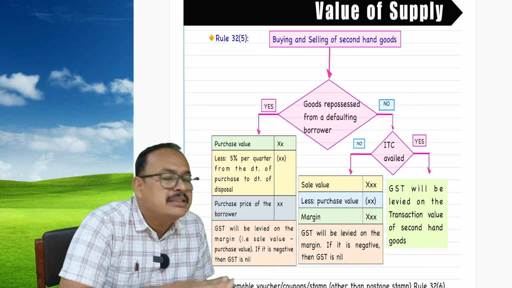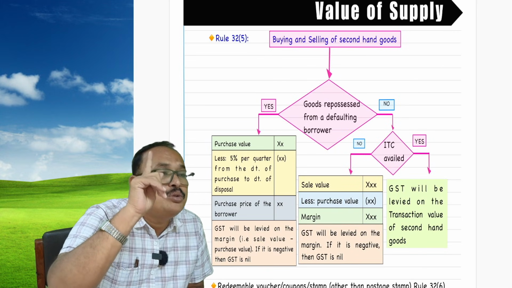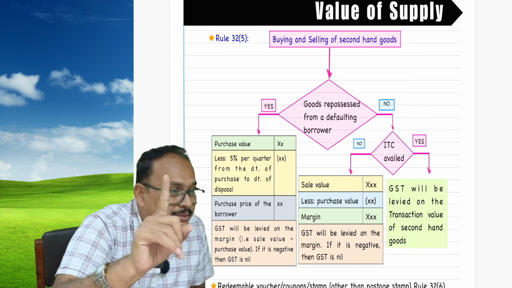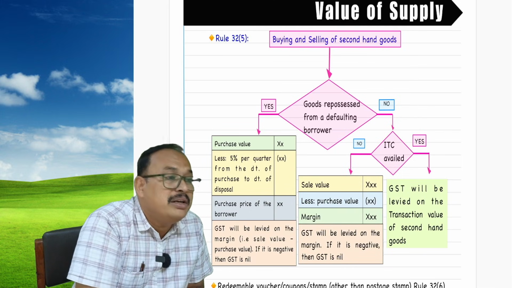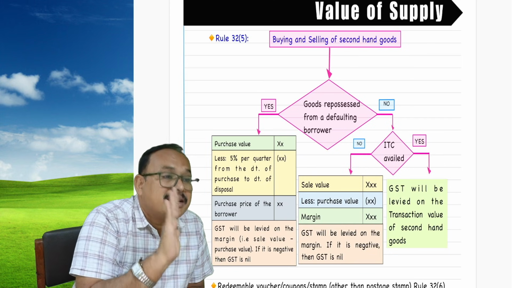Is that clear? This is applicable only when you are not eligible to claim, you are not claiming ITC. You should not claim ITC. Then only this method is applicable. Only for dealing with second-hand goods.